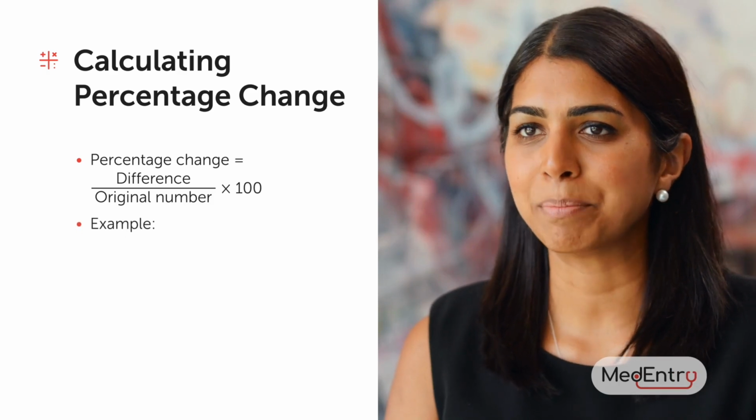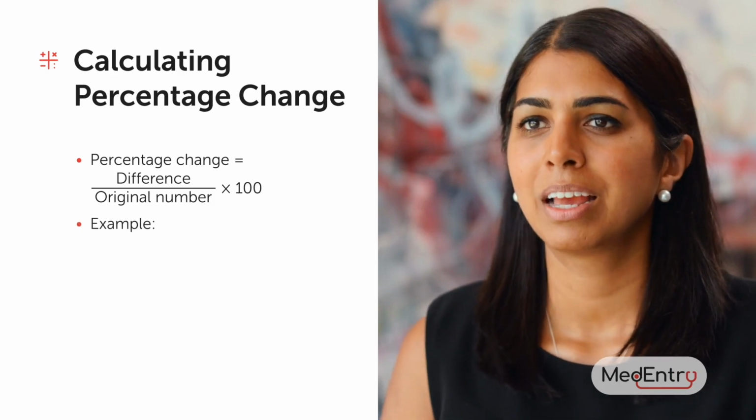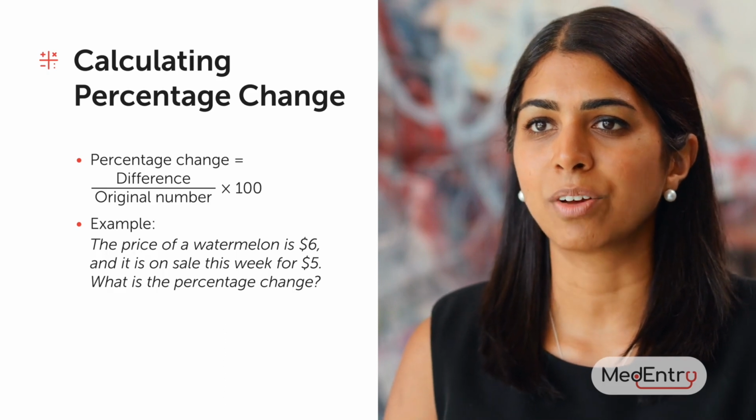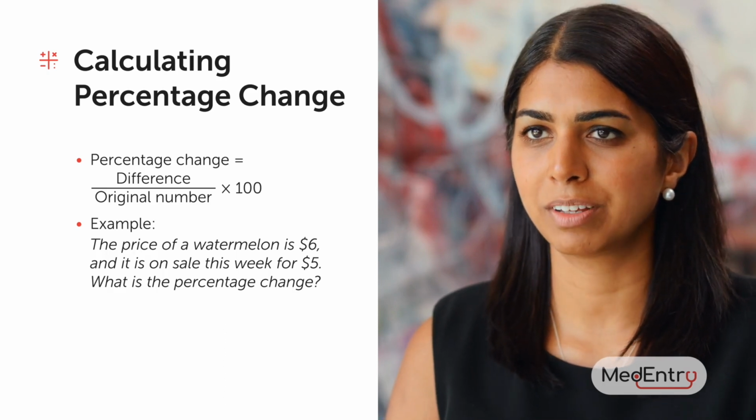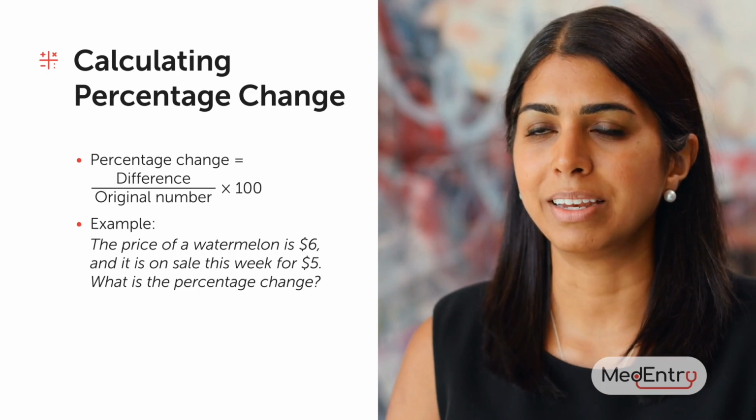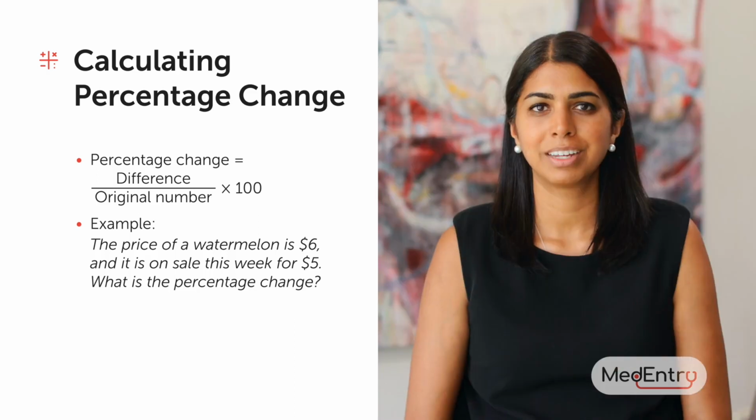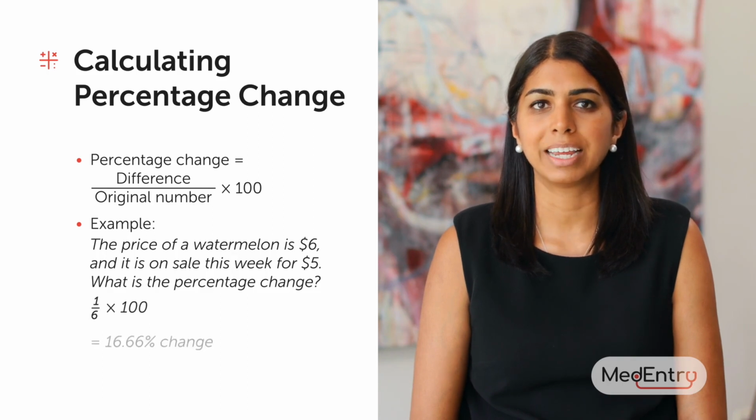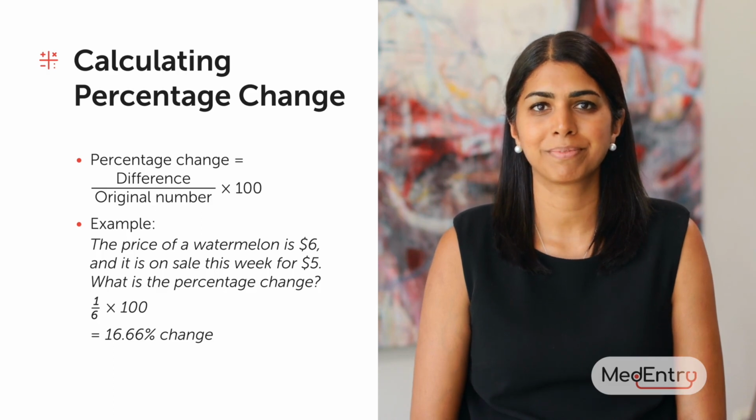Let's consider a simple example. The price of a watermelon is $6 and it is on sale this week for $5. What is the percentage change? Using our equation above, the difference is $1 and the original cost is $6. Therefore, 1 over 6 times 100 equals a 16.66% change.